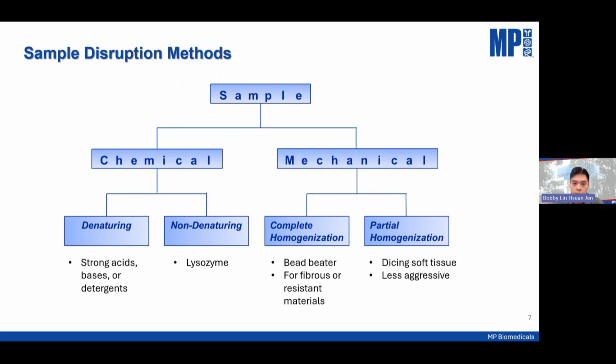Moving on, we have the mechanical method, which includes complete homogenization or partial homogenization. For complete homogenization, we use the bead-beating method, and those are typically for tougher or more fibrous, resistant materials. And for partial homogenization, we could either utilize nitrogen or simply cut the sample into pieces.